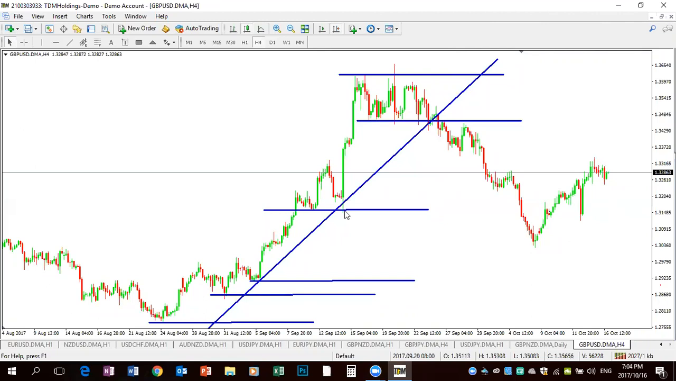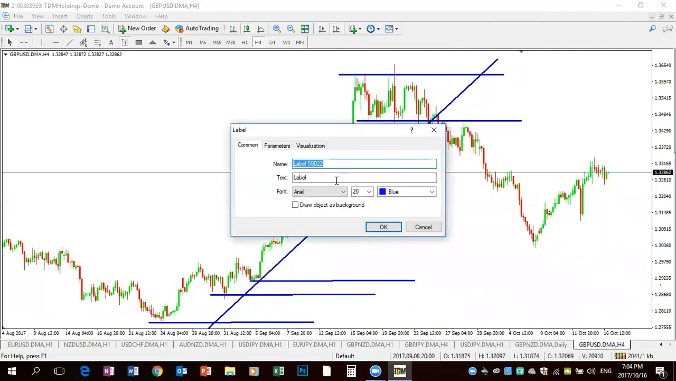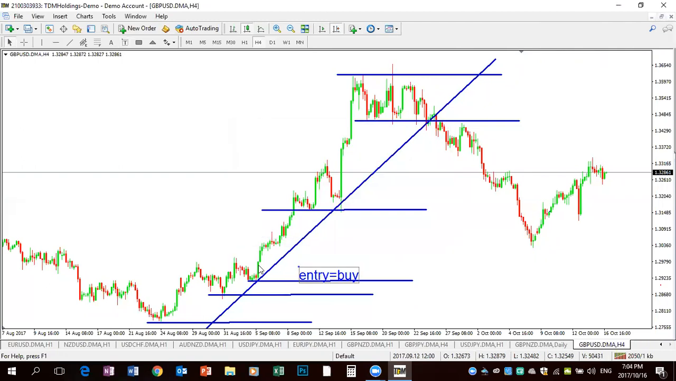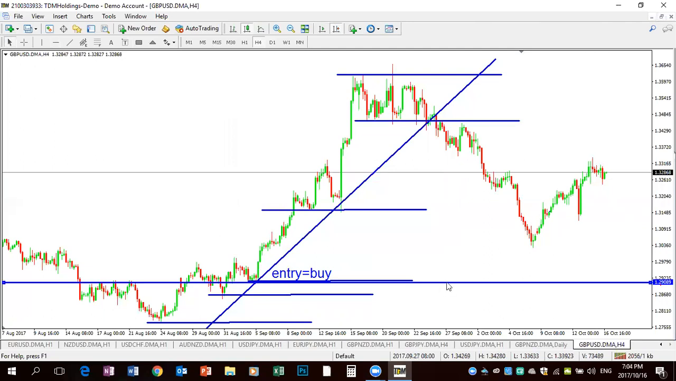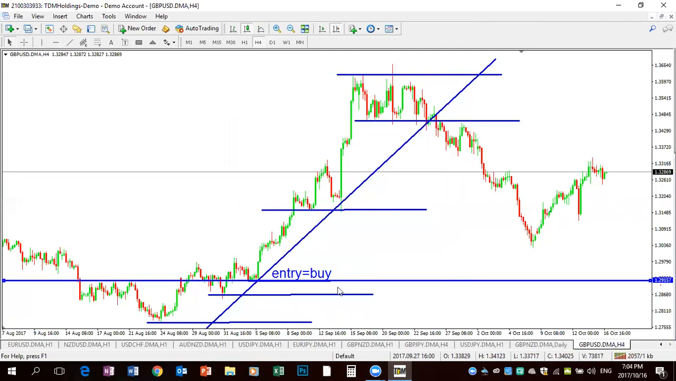Now, let's talk about what has already happened. If I wanted to buy on this level, this is my entry. I wanted to buy where? At this price. When the market bounced here, I wanted to buy here.